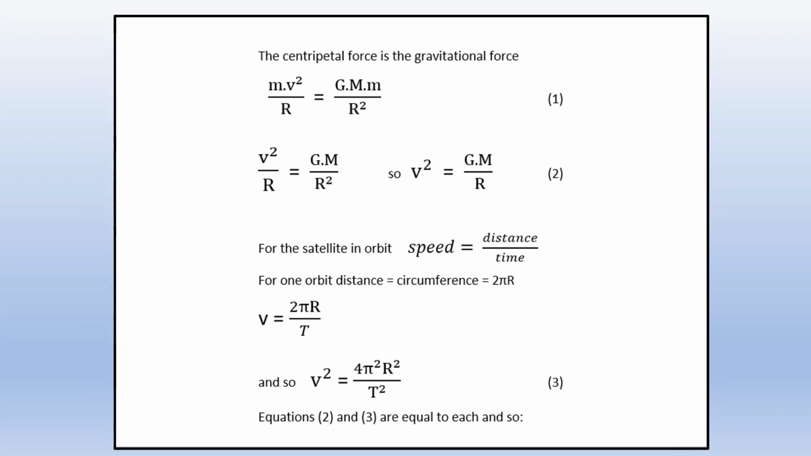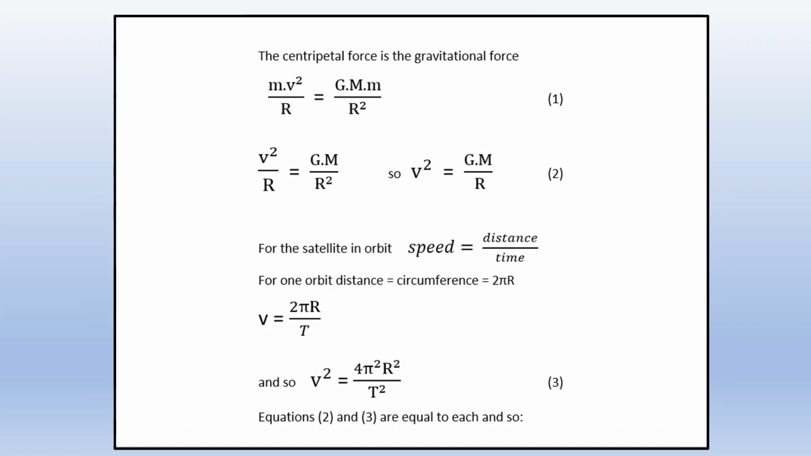For the satellite in orbit, generally speaking, speed is total distance traveled over total time taken. So the total distance traveled in one orbit is the circumference, 2 pi r. The time is the period for one orbit, big T. So v equals 2 pi r over T. Square things and we get equation 3.